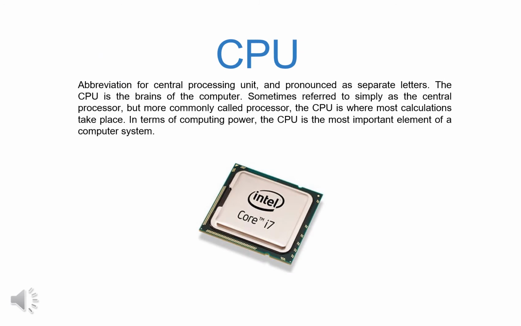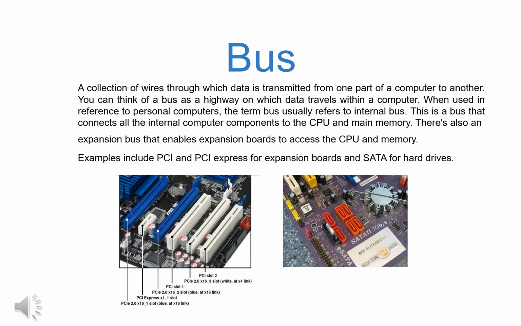A very important thing is the CPU, basically the brain of the computer system. It is the abbreviation of central processing unit and is pronounced as separate letters. The CPU is the brain of the computer system, as I have already told you, sometimes referred to simply as the central processor, but more commonly called the processor. The CPU is where most calculations take place. In terms of computing power, the CPU is the most important element of the computer system.